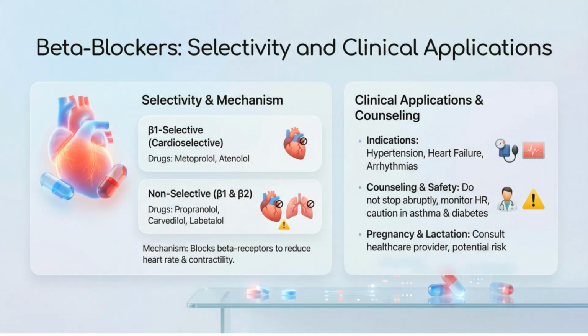Beta blockers reduce heart rate and contractility. They are categorized as beta-1 selective like metoprolol or non-selective like propranolol. Counseling is vital, especially regarding abrupt cessation and use in asthma or diabetes.